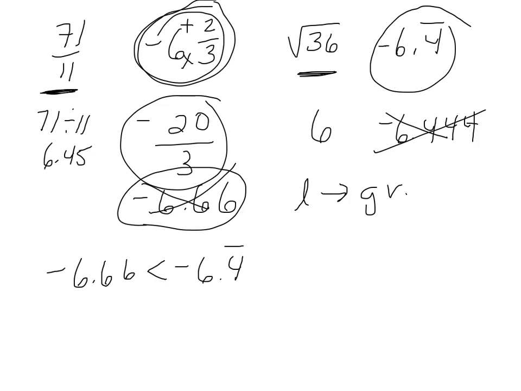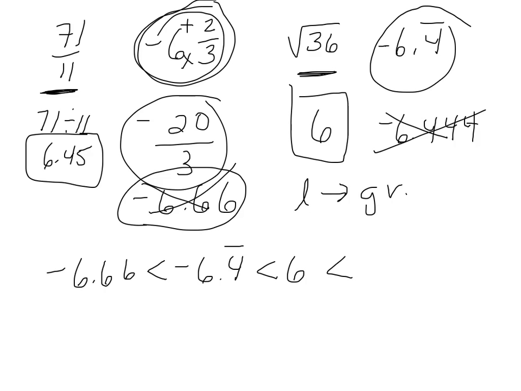Then we need to look at our positives. Is 6 smaller than 6.45? Yeah, if I have $6, it's definitely smaller than $6.45. So 6 is going to go next. And then my 71 over 11 is going to be my final one. Probably to be correct, what I should have written there is negative 6 2/3, just to kind of keep it in the mode that the problem was given to me, and I probably should have put that one as square root of 36.